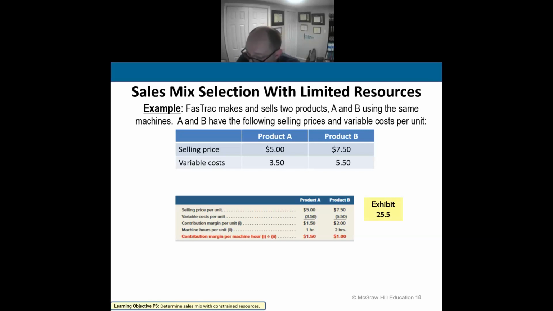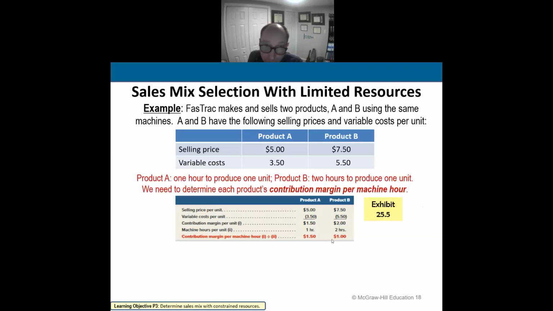So now, based off of this additional information, product A gives me the best contribution margin. So what do I do as a manager? I'm going to focus my attention on product A because my contribution margin per machine hour is higher than product B.